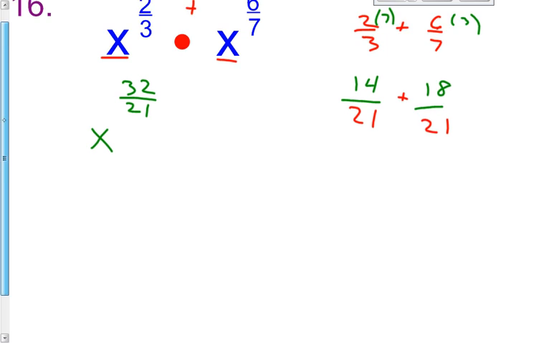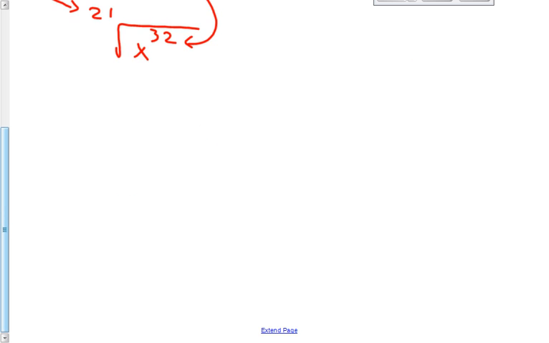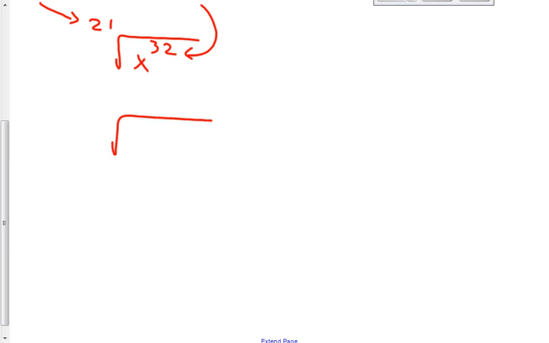So now, all answers have to be in radical form. This is rational, so it's going to be the 21st root of x raised to the 32nd power. If my exponent is greater than my index, I can reduce. So I'm going to break x raised to the 32nd up into two different things, one of them being a multiple of 21, which is x raised to the 21st. And then I still have x raised to the 11th as well.